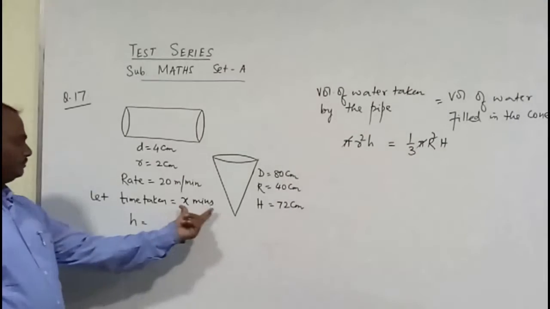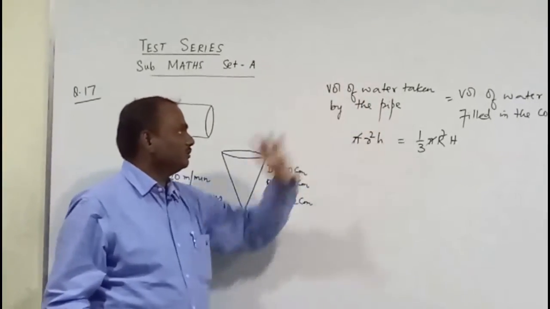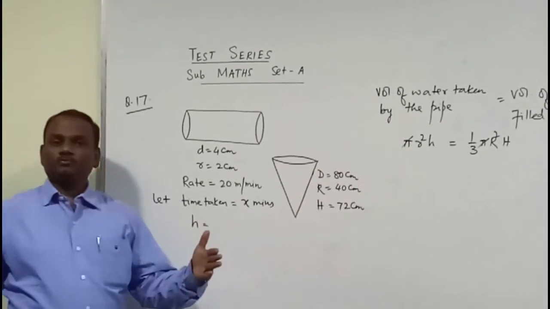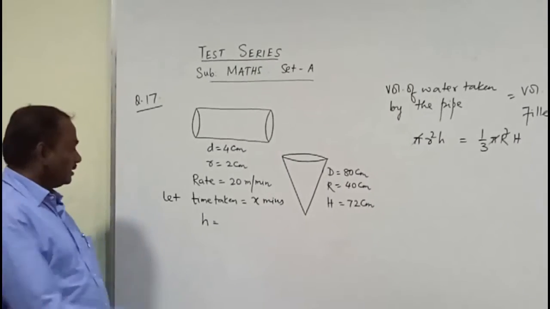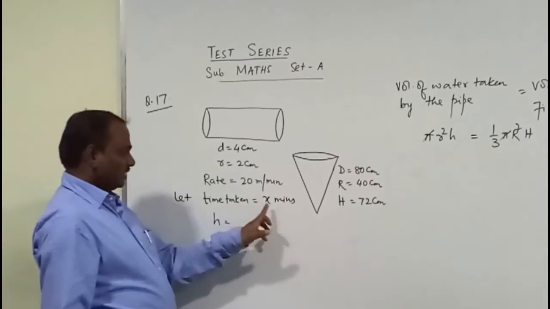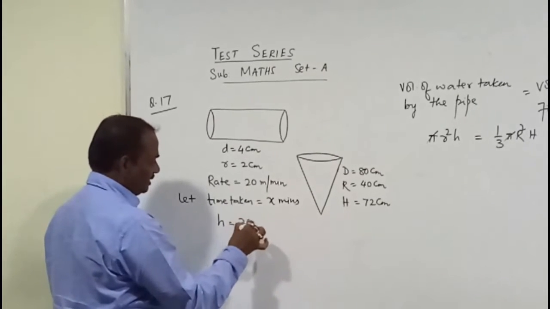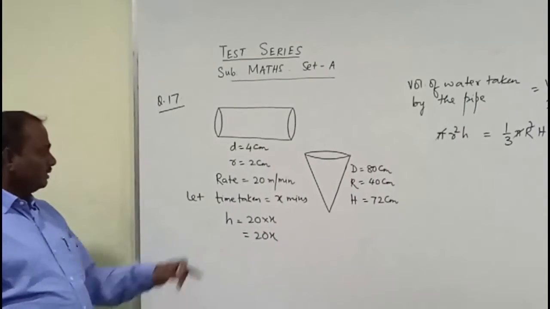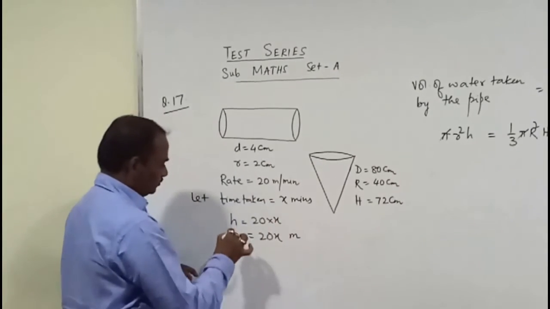Now x is time, and small h is the height of this particular part. Height is actually a length. Length is a distance, and distance means speed into time. Here the rate, given as 20 meter per minute, is the speed, and time is x. So to find the height, we multiply rate into time, that is 20 into x. This will come as 20x. But what will be the unit? Rate has meter, so this will have the unit meter.